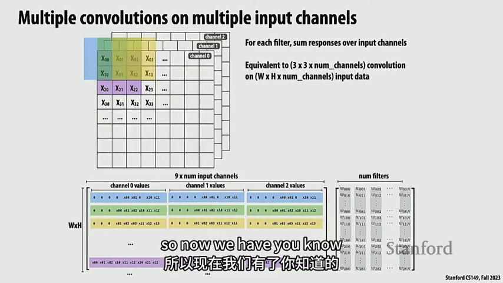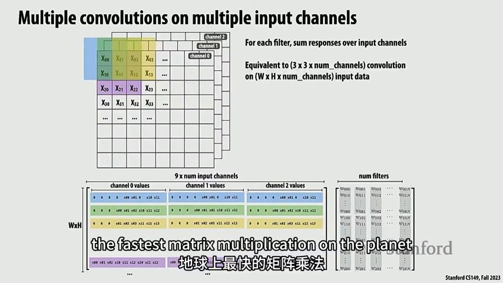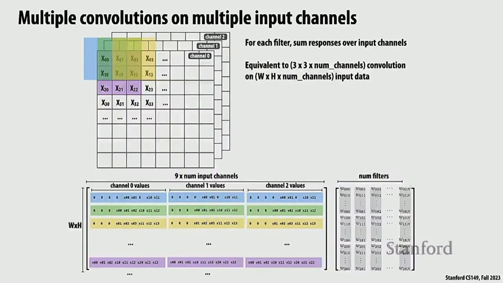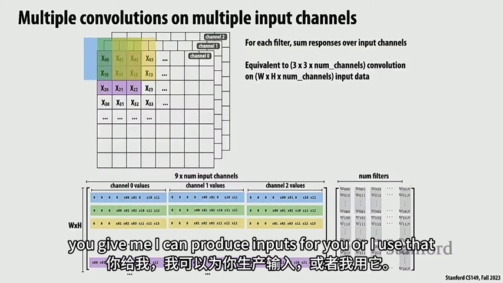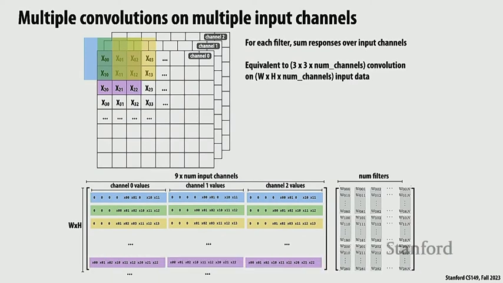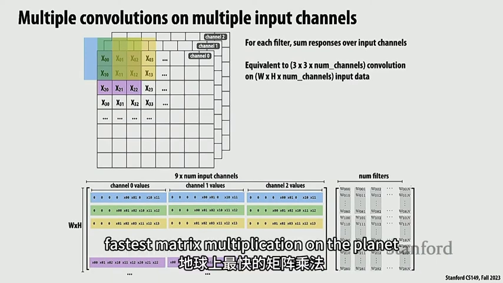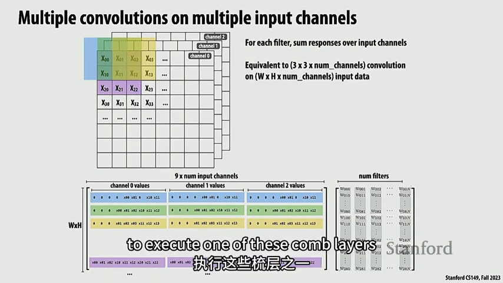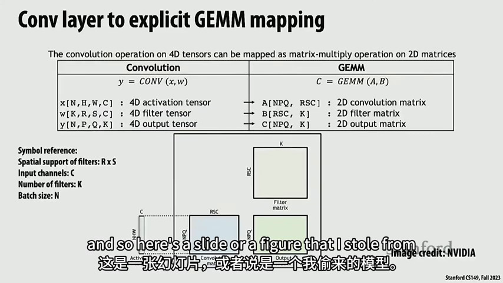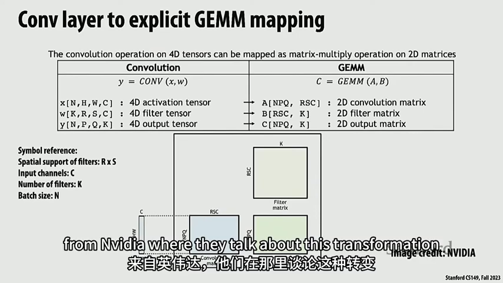So now we have, if you give me the fastest matrix multiplication on the planet, I can use that fastest matrix multiplication on the planet to execute one of these conv layers. And here's a figure that I stole from NVIDIA where they talk about this transformation.